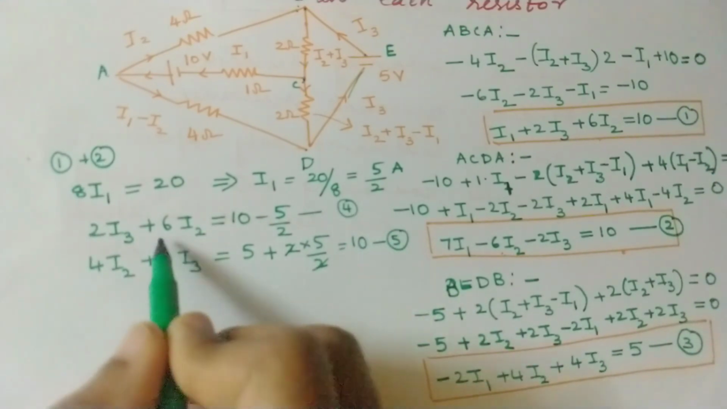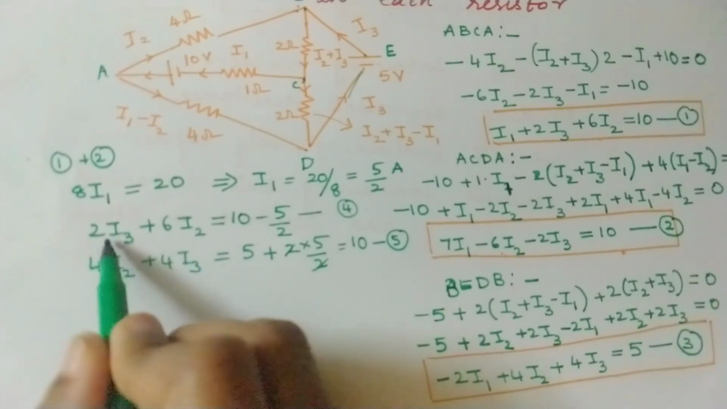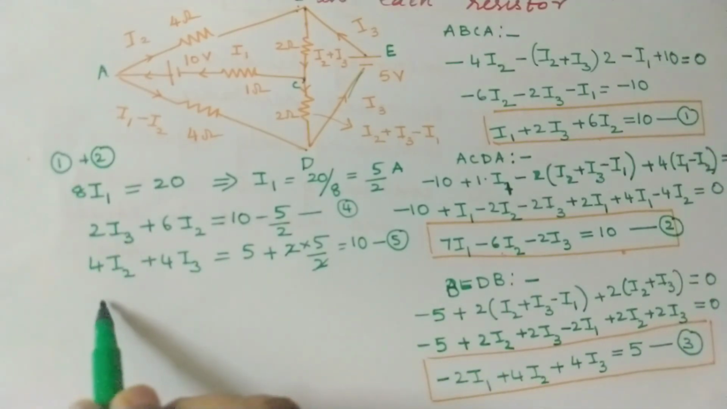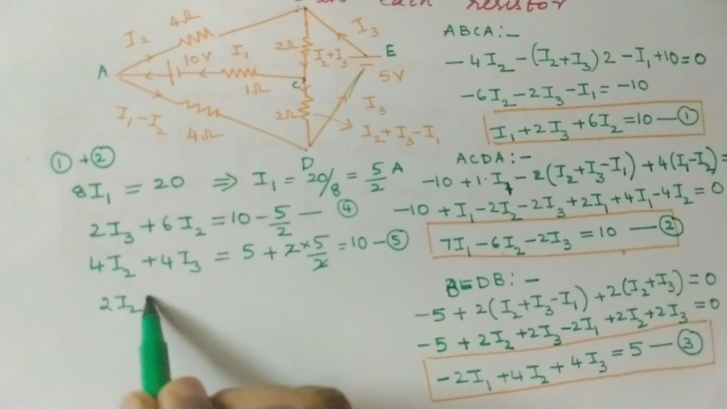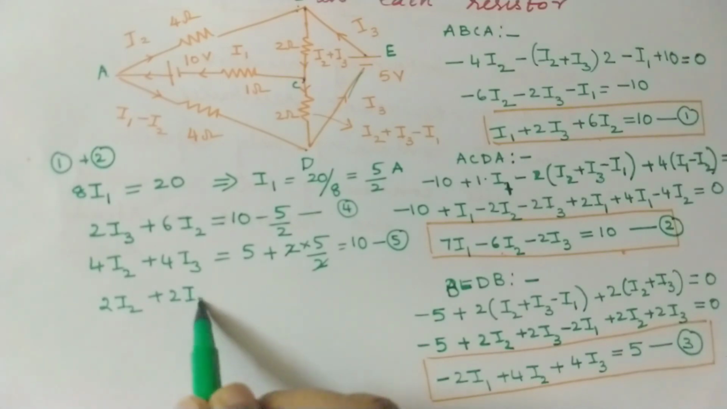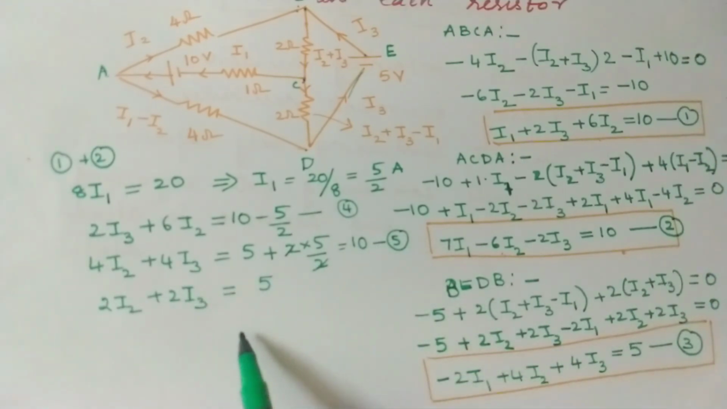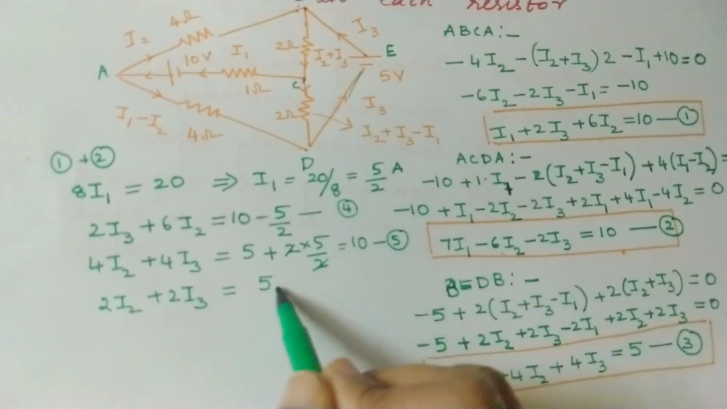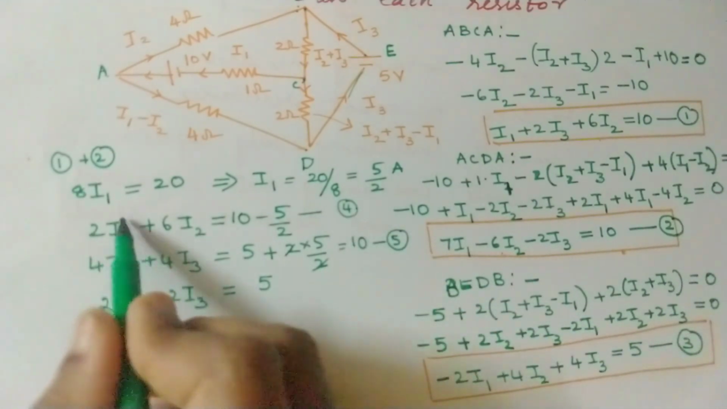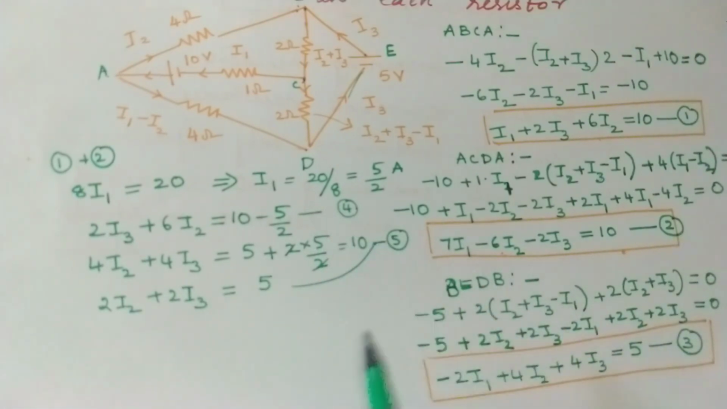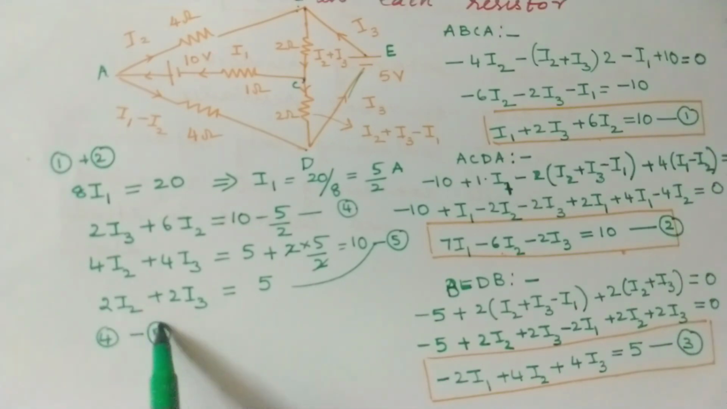You have 4I3 here and here we have 2I3. Take out 2 common from this fifth equation. 2I2 plus 2I3 will be 10 by 2, I will write it as 5. Now observe 4 and this. This term has 2I3. This also has 2I3. Subtract the two relations. This also I will call it as 5. Equation 4 minus equation 5.